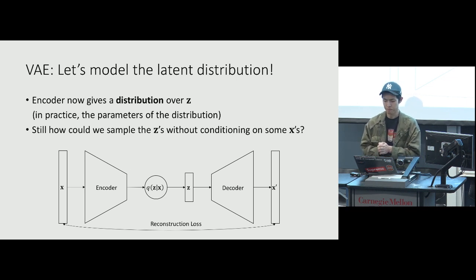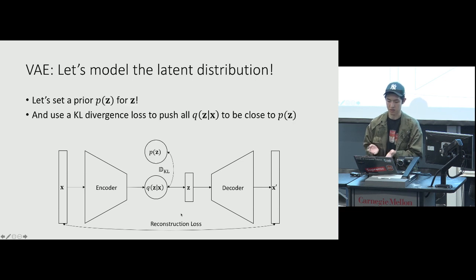But you could see that we could still have an arbitrary q of z given x. It could be distributed anywhere in this space for this z, say a d-dimensional random vector. So how could we sample the z's without conditioning on some x, saying that we want to generate some kind of x out of the decoder? Basically we cannot generate an x out of some q of z given x, because we don't want to condition on this x.